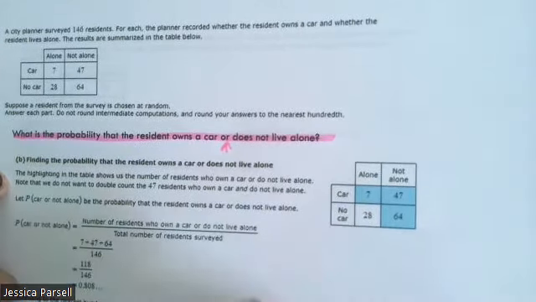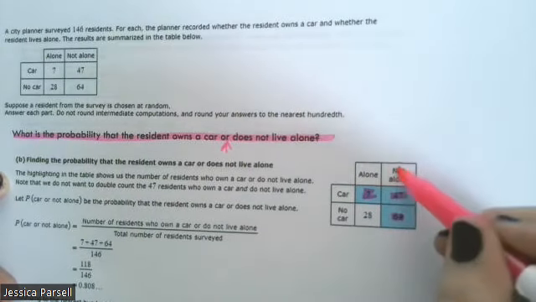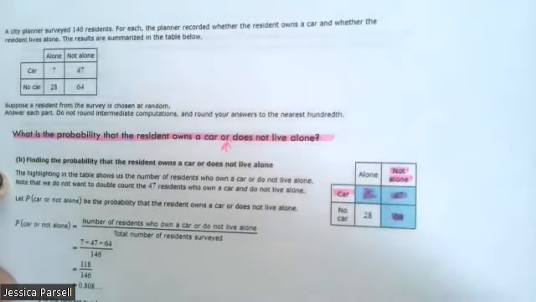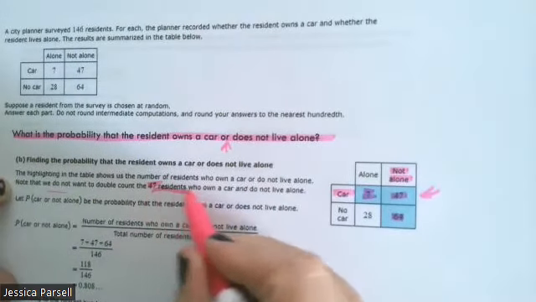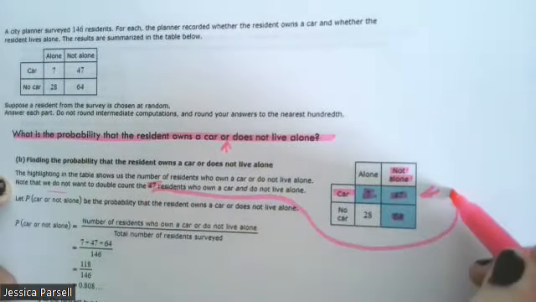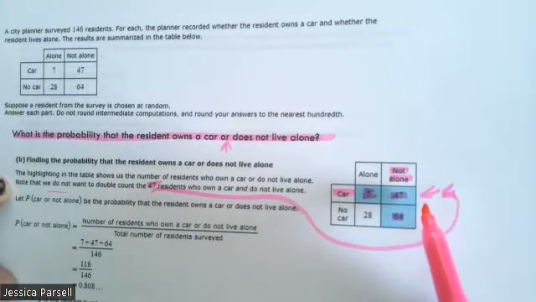The highlighting shows the number of residents who own a car. Right here, we know those people don't own a car, and they don't live alone. So these people here are not living alone. So this is not alone and the car. Note that we don't want to double count the 47 residents here who own a car and do not live alone. So you don't want to add them in twice.